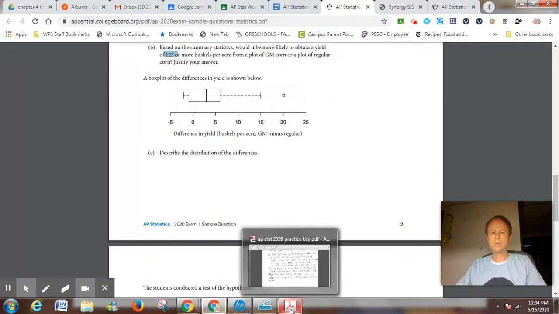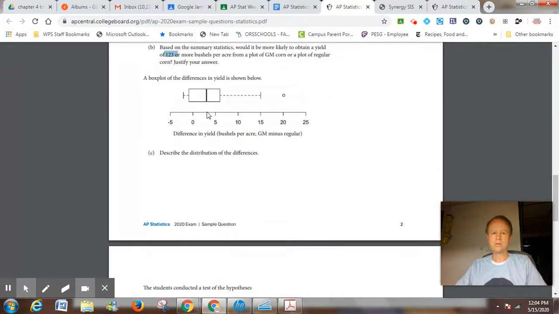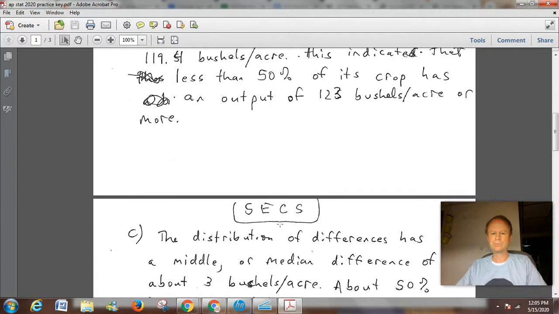When I look at the center, I notice that the center looks to me at about 3. I notice that in a box plot, remember this box part contains about 50% of your data. So we know approximately 50% of our data is between about -1 and 6. And I also know that I have this dot here. Remember, that's an outlier. So here's my response for that question.